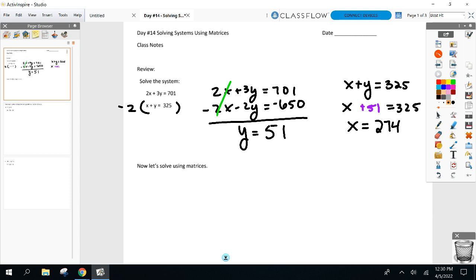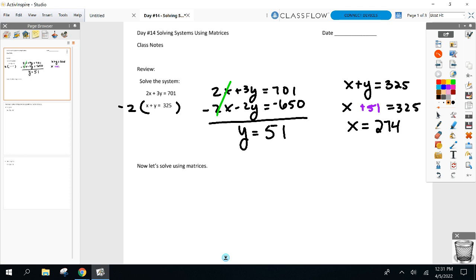Any issues? What's the deal? Wouldn't it be 76? I get 76. 274? You have to add 51 and you get 325. Okay. Right? 5 minus 1 is 4. Okay, all good? We ready to go?